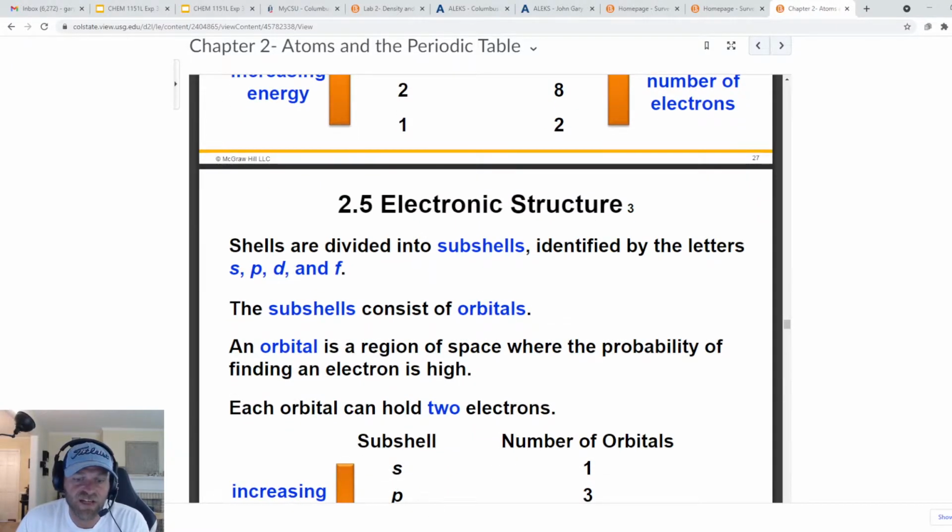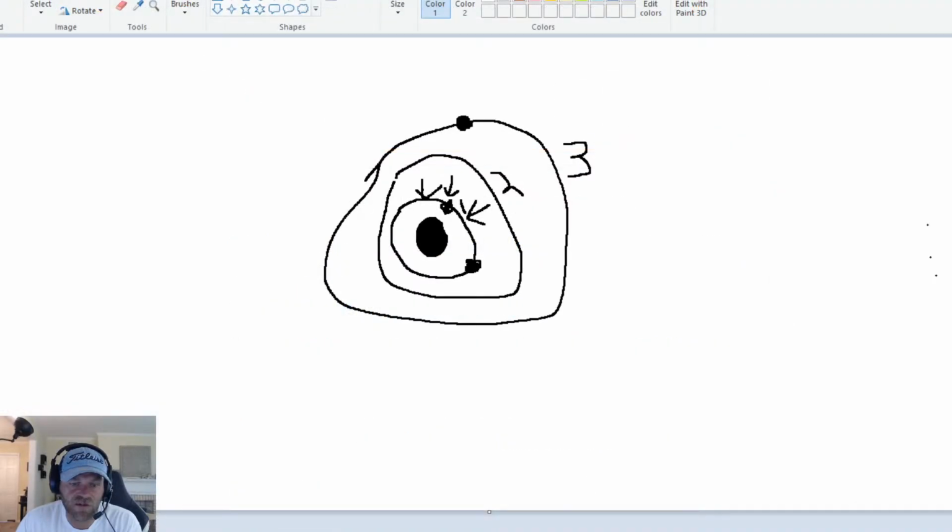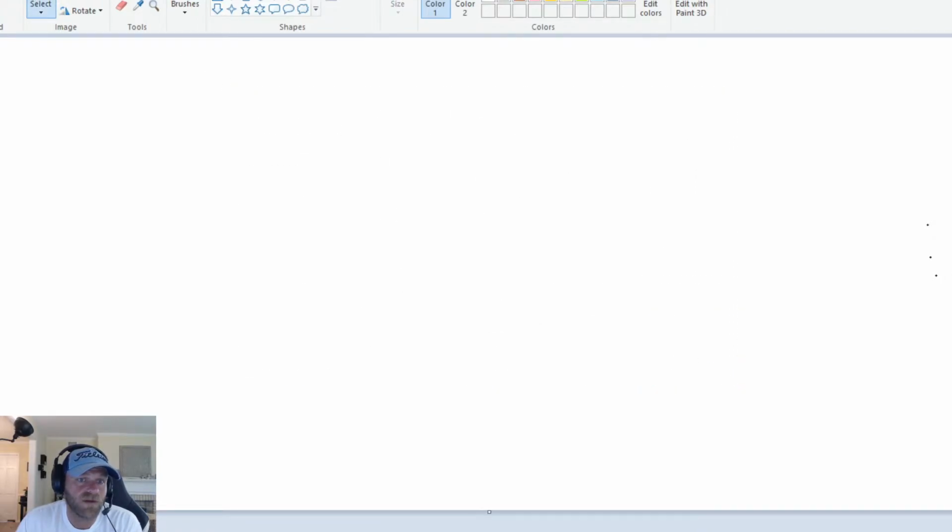Now, these shells are also divided into what we call subshells. So I'm going to come back over here to my drawing, and add another little part to it. Okay? So we said we have the nucleus here. Let me fill that in. We have an energy level here, so this will be 1s, and I can only put 2 electrons there, right? Oh my gosh, that's ugly.